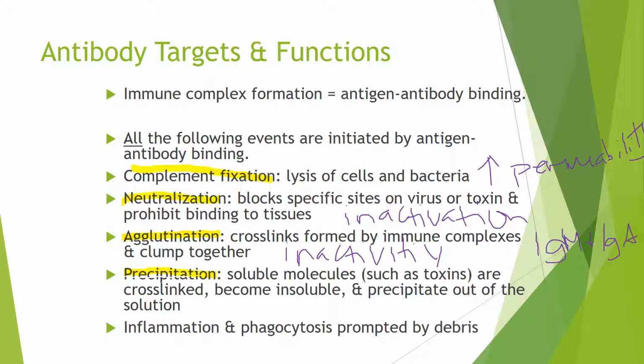And then the last one will be inflammation and phagocytosis. With phagocytosis, this is due to opsonization. Again, this starts the coding of the bacteria so that we can start recognizing it as a foreign invader. That will help our immune response begin, because now we're starting to recognize it as foreign molecules.